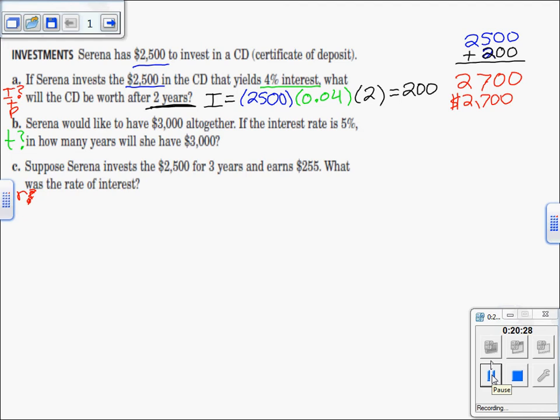So now if you haven't already tried B or C, give those a shot. I'm going to go ahead and start setting them up.